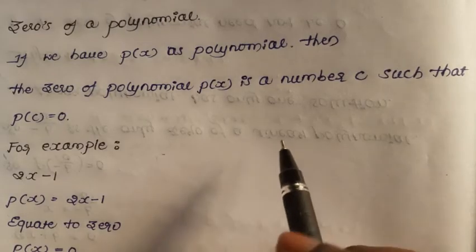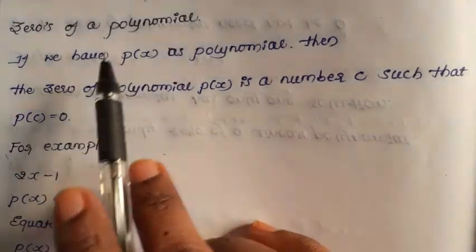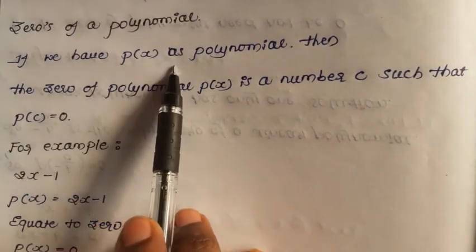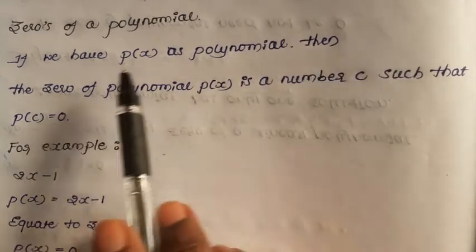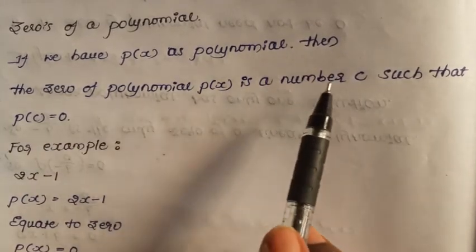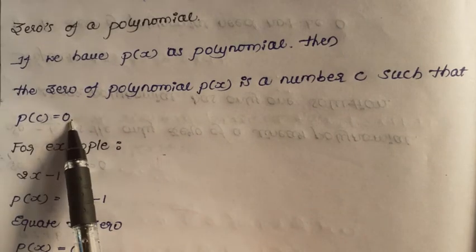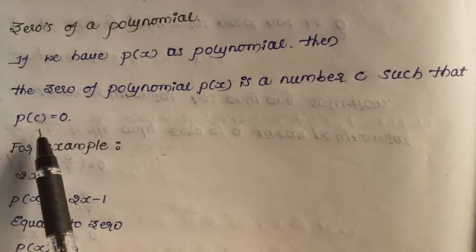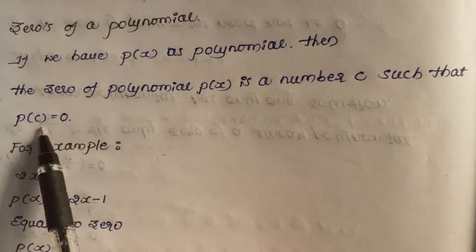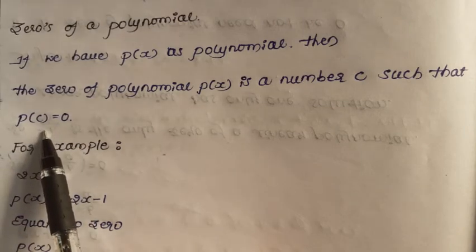The next thing is the zero of a polynomial. If we have p of x as a polynomial, then the zero of the polynomial is a number c such that the polynomial value becomes 0. At which value the polynomial value becomes 0, that point is called the zero of the polynomial.